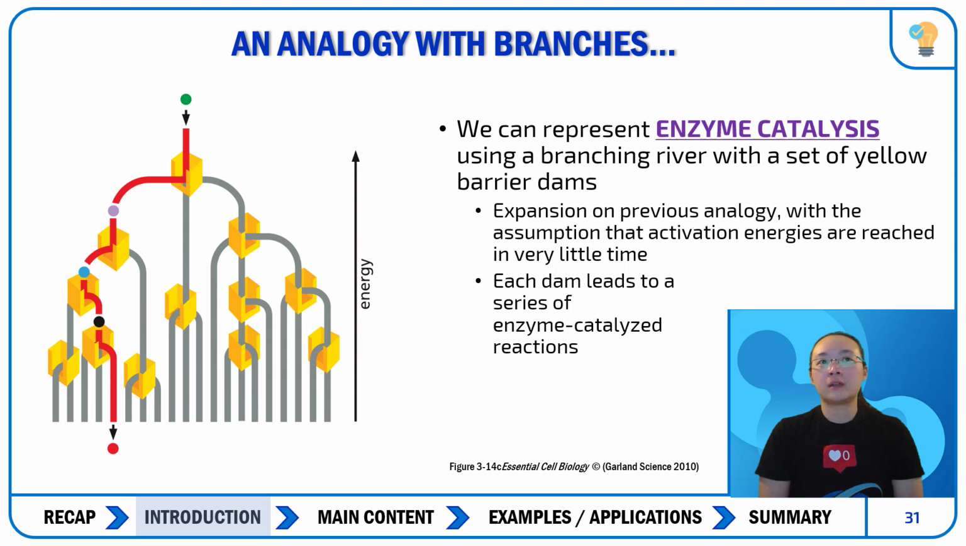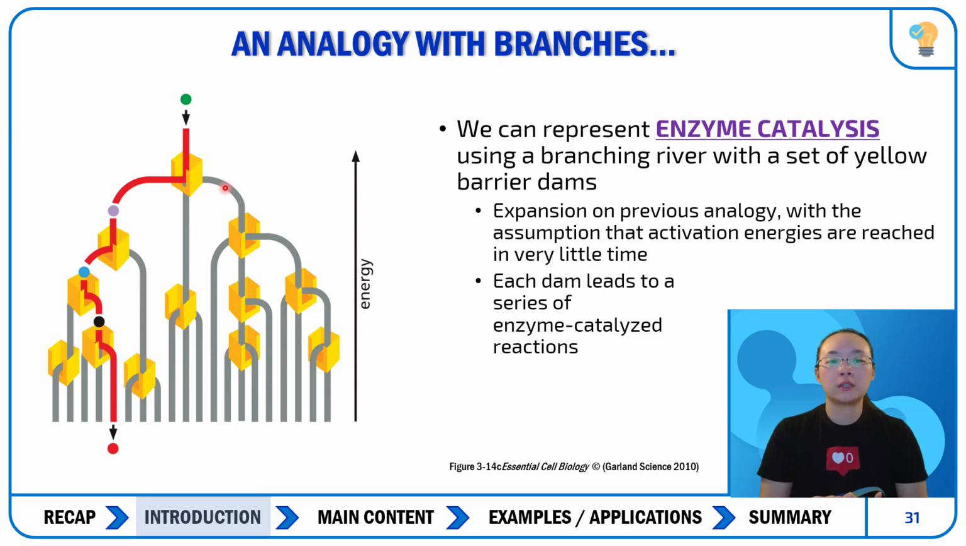So why don't we look at a better analogy with branches? We can represent different enzyme catalysis using a branching river with a set of yellow barrier dams. So this is just taken from a couple of different textbooks. It's an expansion on the previous analogy, but now the assumption is that we've continued the chain of reactions. So maybe there's only 2 or 3 options for each box or river dam that we've looked at. So for this one, we have 3 possible pathways.